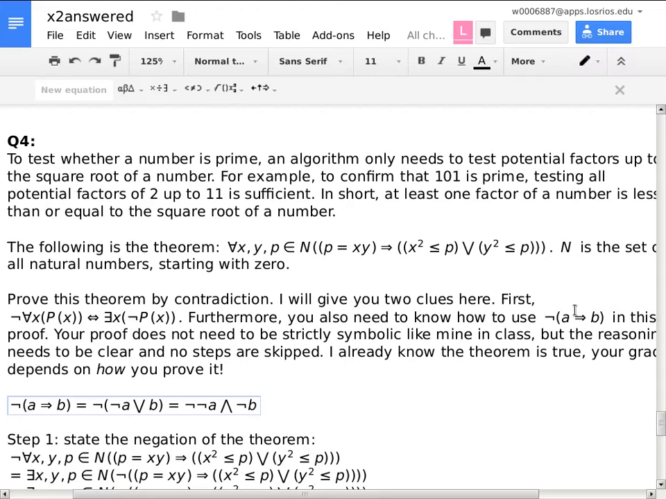And there's only one more step here because I can simplify the double negation into just A and not B. There we go. Is that okay?